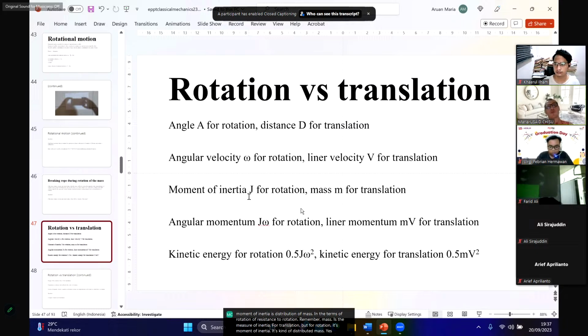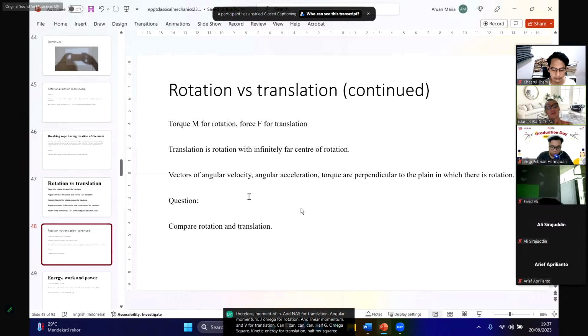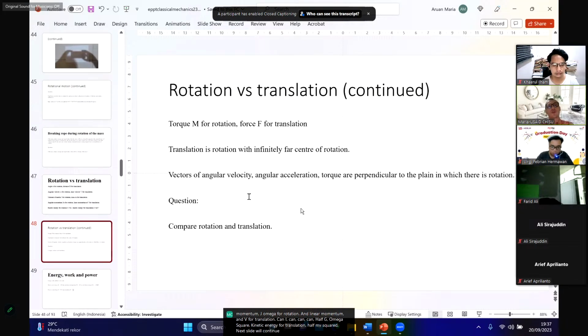Yeah, so therefore, moment of inertia for rotation and mass for translation, angular momentum J omega for rotation, and linear momentum mv for translation, kinetic energy for rotation, half J omega squared, kinetic energy for translation, half mv squared. Next slide, we continue. Torque, which means the rotational effect of the force. Torque for rotation, force for translation.